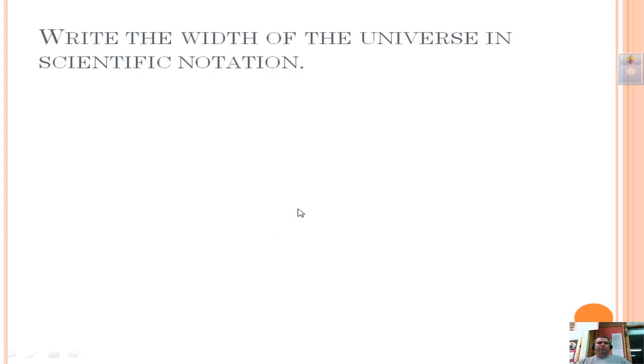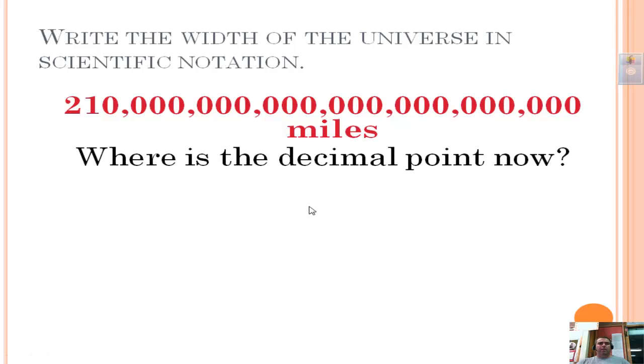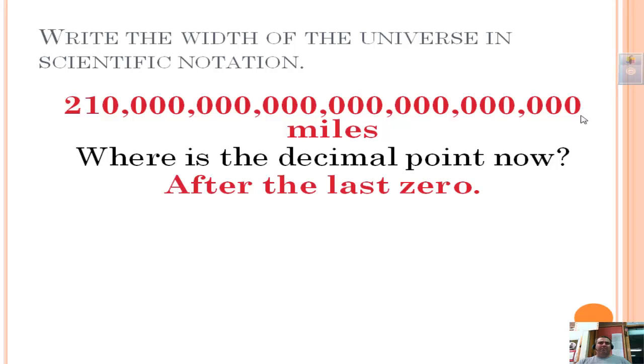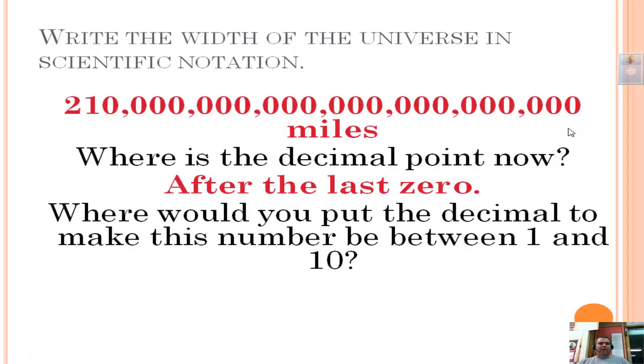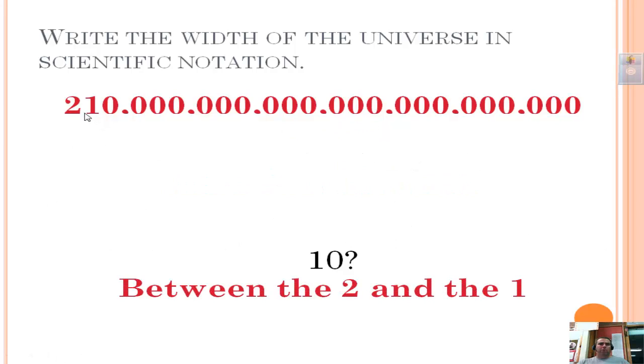Write the width of the universe in scientific notation. So here's the number. We've got a very large number here. It says, where is the decimal point right now? Well, it's not actually shown, but that decimal point is going to be right after that last zero, like I was showing. It says, where would you put the decimal to make this number between 1 and 10? So we're going to start moving it to the left, all the way over until we get a number that's between 1 and 10. So we're going to move it between the 2 and the 1.